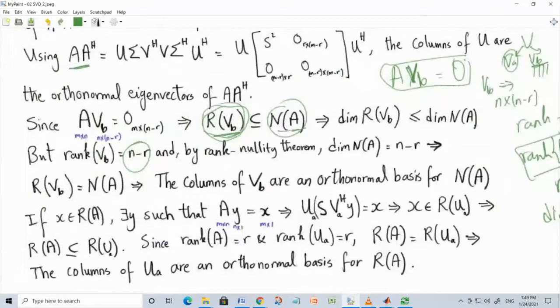Basically, because AVB is equal to the all-zero matrix, this means that the column space of VB is a subset of the null space of A. But guess what? They have the same dimensionality. The dimensionality of the column space of VB is n minus r, because VB has n minus r orthonormal columns, and the dimensionality of the null space of A is n minus r, where r is the rank of matrix A, by the rank nullity theorem. So these two have the exact same dimensionality. So actually, the range of VB is the null space of A. Okay, so we have this equality here.